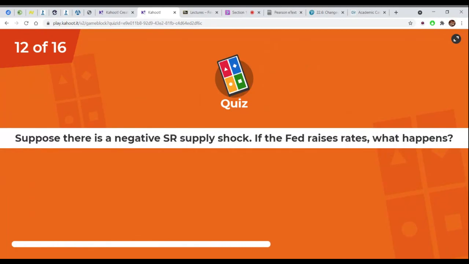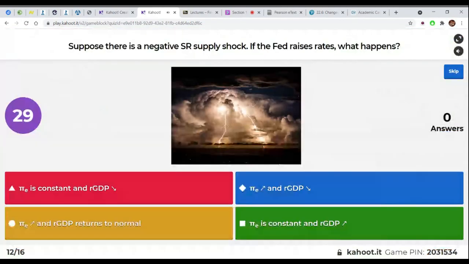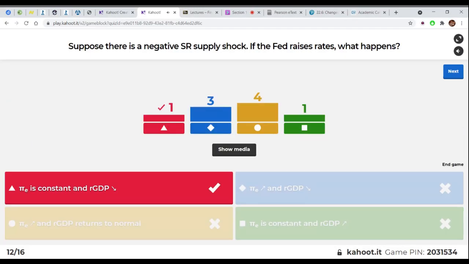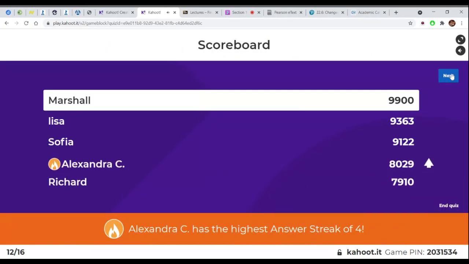12. Suppose there's a negative short-run supply shock. If the Fed raises rates, what might happen? This is a trickier one. If the Fed raises rates, they might get inflation back to its expected rates, but at the cost of worsening the recession.